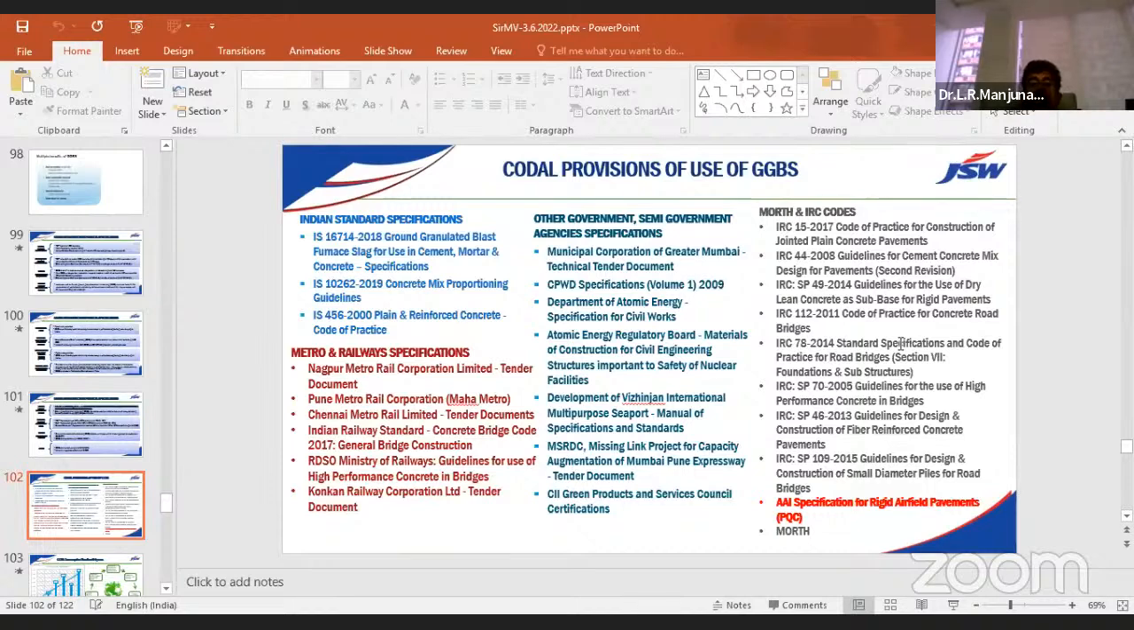Many codal provisions like IS 16714 is the code for GGBS. IS 16262 also incorporated the usage of GGBS in their mix design. IS 456 has incorporated it. Many other government IRC codes are there. IRC 15-2017 is the code of practice for construction of jointed plain concrete pavements, or PQC. They have approved the usage of GGBS at 50%.